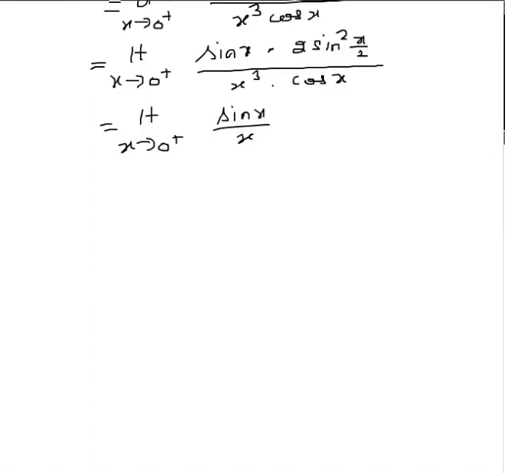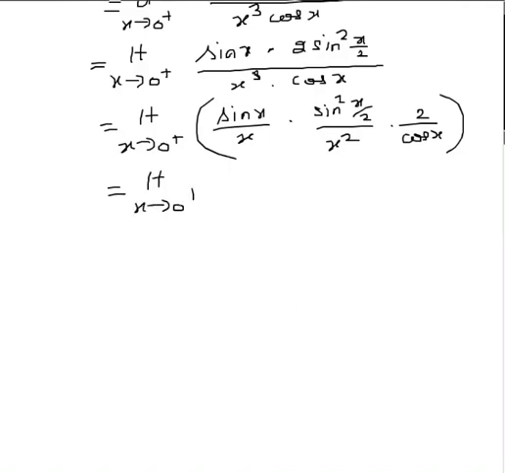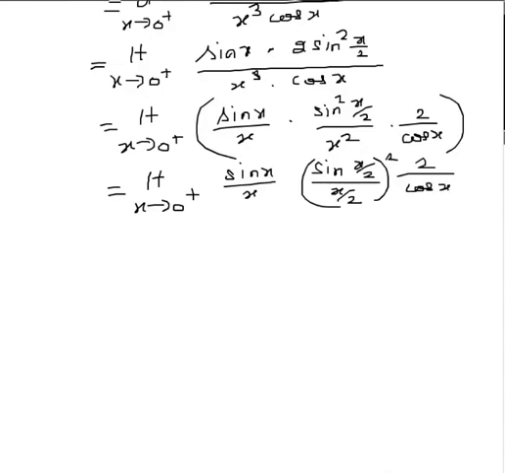I am going to split that x cube as x into x square. I have sin square x by 2 by x square and 2 by cos x. I am writing x cube as x into x square, and I have written all the other functions. Sin x by x. I can write this as sin x by 2 by x by 2 the whole square, and 2 divided by cos x. Here I have divided the denominator by 2 square, which is 4, so I have to multiply the denominator by 4.